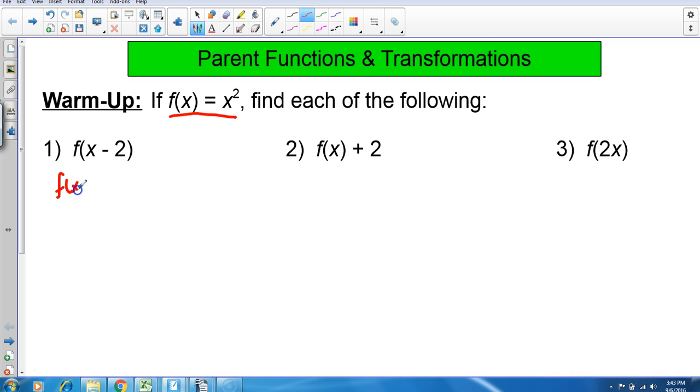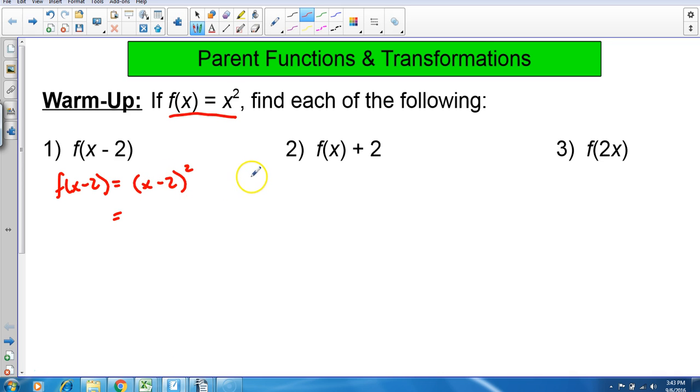So f of x minus 2 is going to equal the quantity x minus 2. I plug that in wherever I see an x, and it's that thing squared. Here's where we have to be careful. This is not the distributive property, guys. You do not distribute this exponent to each one of these on the inside because it's subtraction. These are two separate terms.